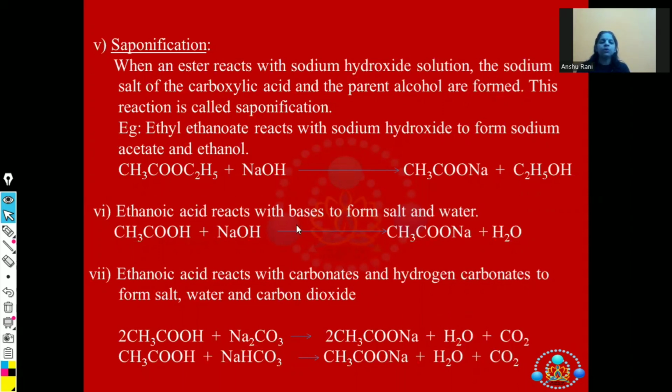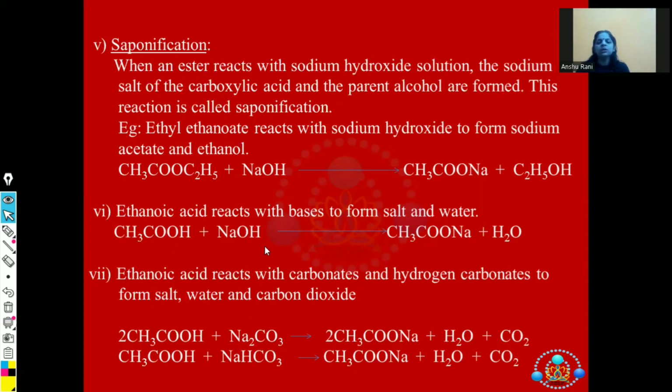Then we have the saponification reaction. When you are taking that ethyl acetate and reacting it with NaOH, then what will happen? This is C2H5OH, ethanol, plus CH3COONa. This Na will come here, and C2H5OH will be removed out. It is the formation of ethanol and CH3COONa. It is sodium acetate. This reaction is the saponification reaction.